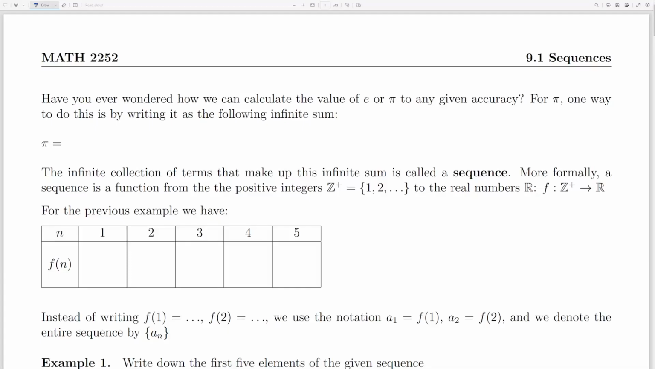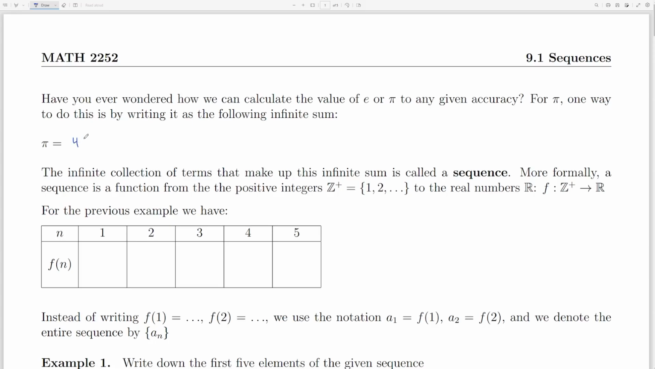In this lecture, I want to introduce you to the mathematical concept of sequences. Have you ever wondered how we can calculate the value of e or pi to any given accuracy? For pi, one way to do this is by writing it as the following infinite sum.